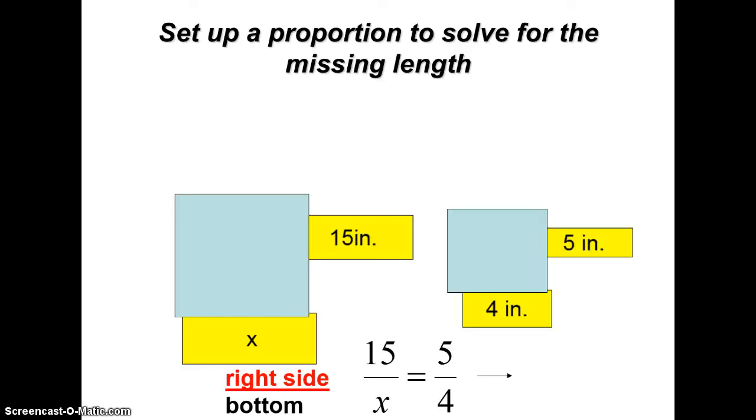However, this time when we go to find our cross products, the best we can do is 15 times 4, which is 60. And we're going to set 5 times x equal to 60, or just 5x equal to 60. This is a one-step multiplication equation. And 5 divided by itself is 1.